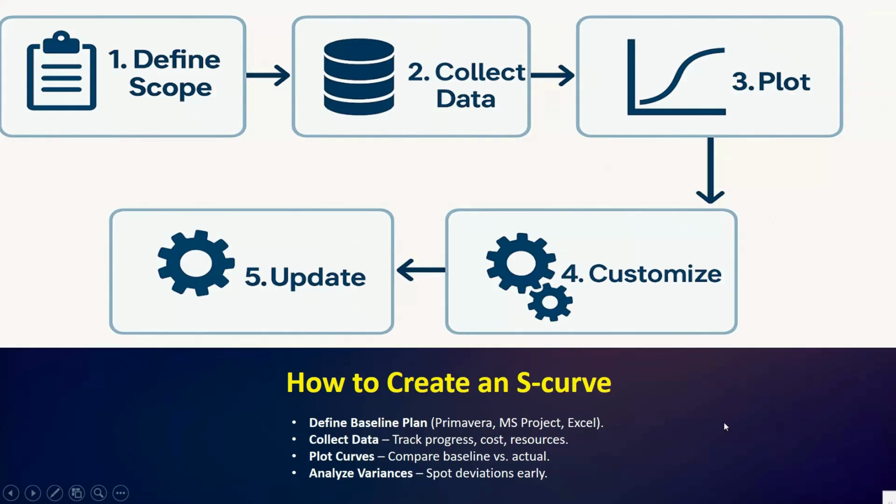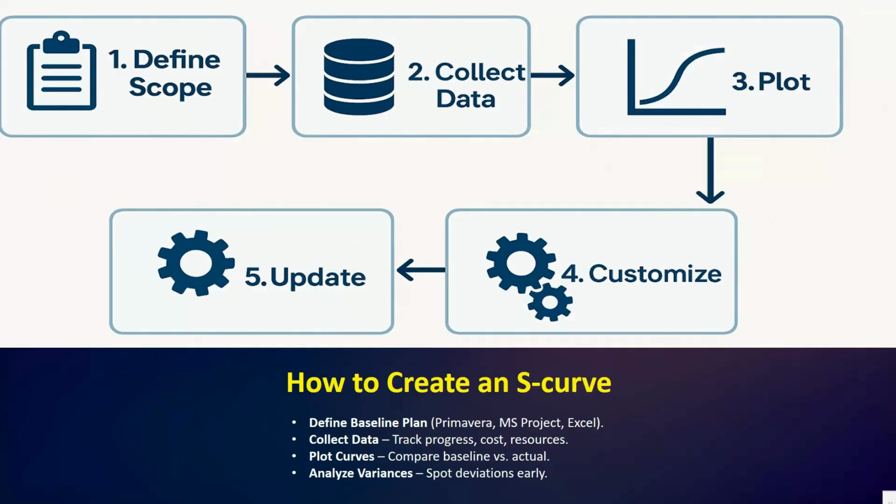So the first step is to define the baseline plan. This includes setting up the project schedule with activities, durations, resources, and cost. So this baseline becomes the foundation for the S curve. Next we collect the data during project execution. This includes percentage completion, actual cost spent, or actual resources consumed. Once the data is available, we plot the curves comparing the baseline plan with the actual performance.